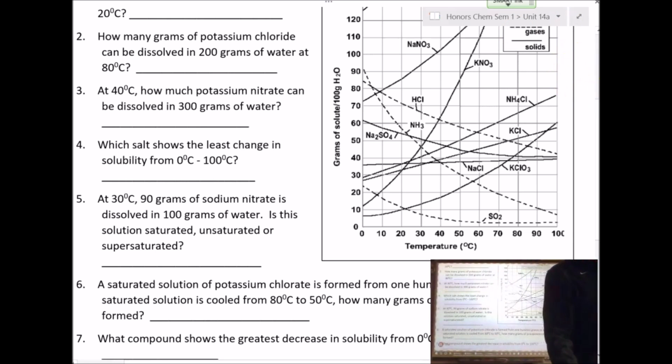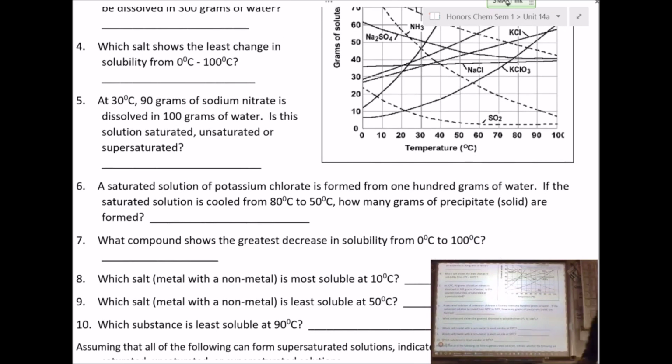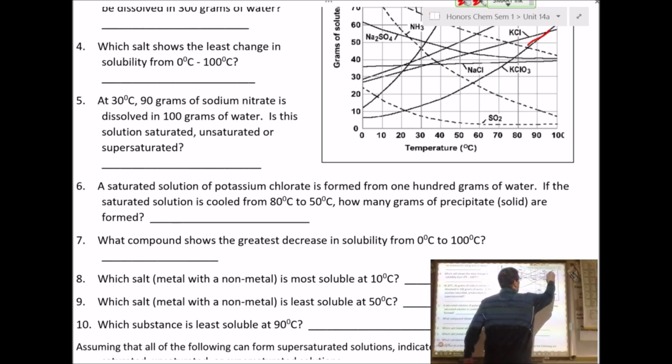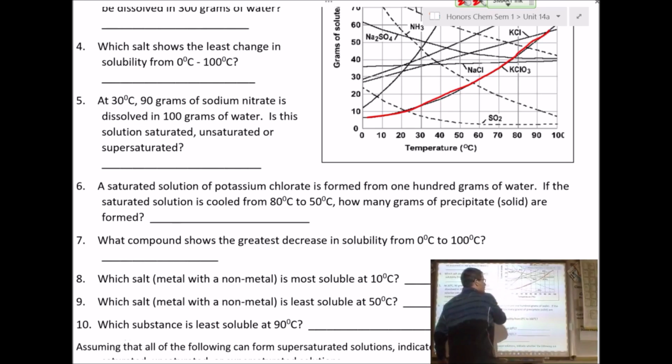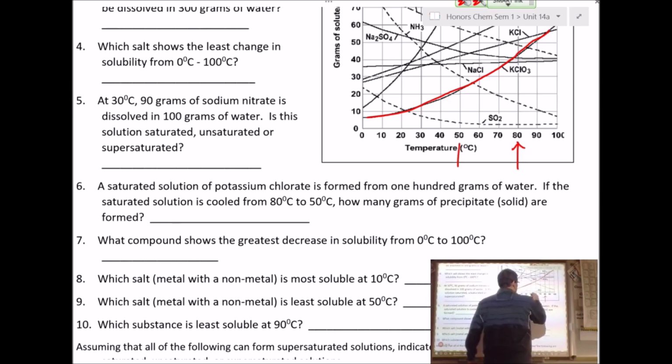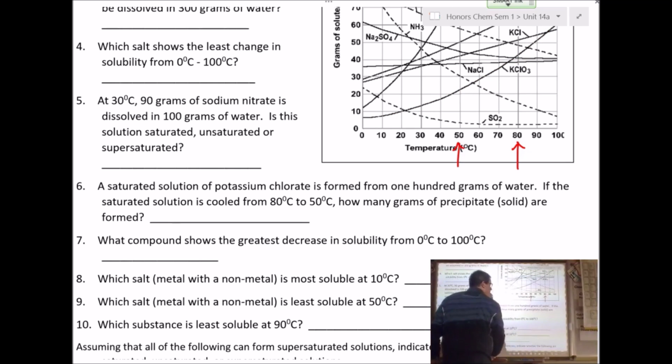One more. All right. Let's do number 6. Okay, let me scoot that up a little so it's above my little square here. All right. So it says a saturated solution of potassium chlorate is formed in 100 grams of water. So let's find the potassium chlorate, which is right there. That guy. Again, I can't draw that curve right. So there's your potassium chlorate. And it says if the saturated solution is cooled from 80 degrees to 50 degrees, how many grams of precipitate are formed?